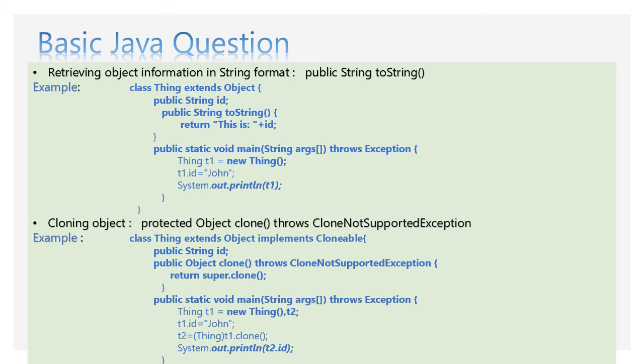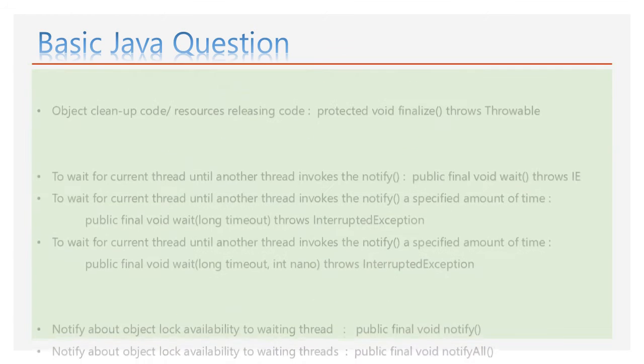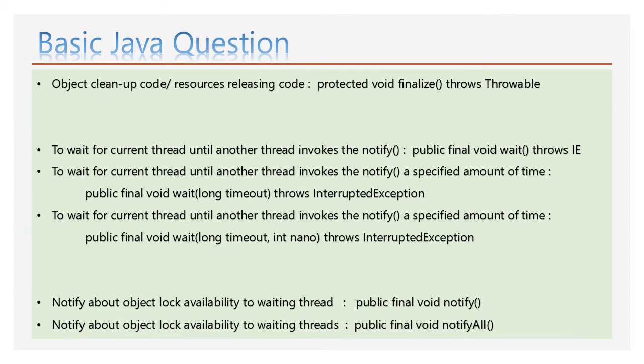Cloning the object. Here we have written the clone method to make a copy of the object. You can see we are calling the clone method to make a clone of the T1 object and to store it in the T2 object. We have some more methods. We have the finalize method to clean up the code.